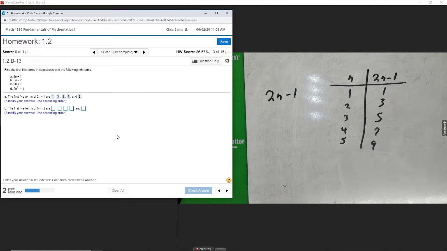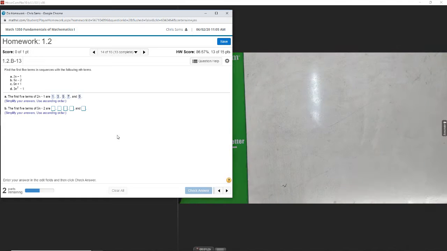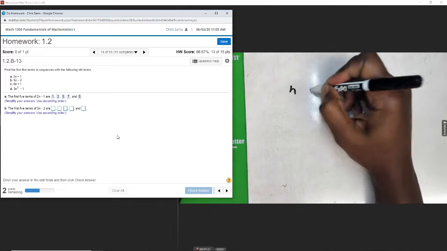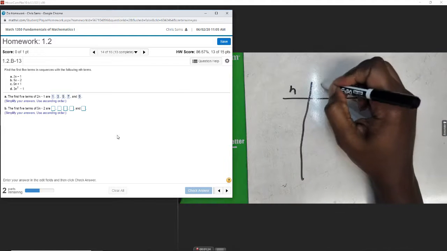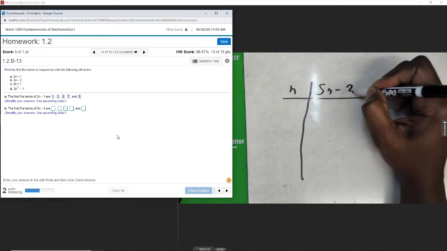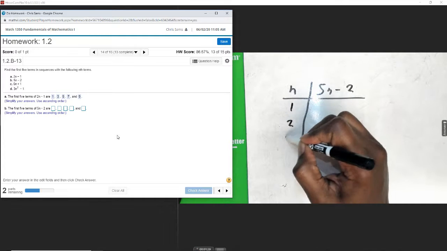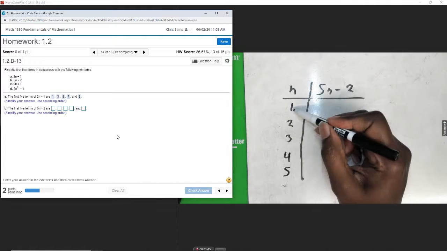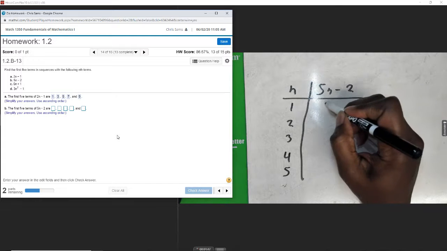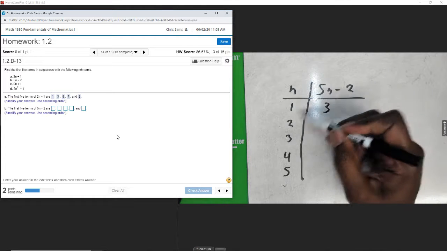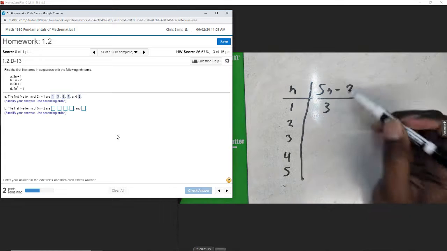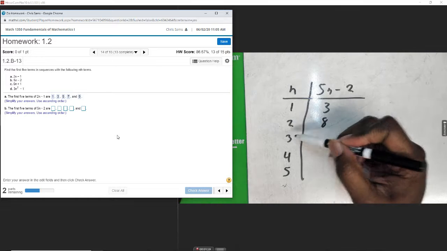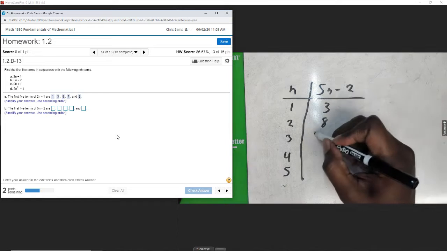All right, on the second nth term, we have 5n minus 2. Okay, so I'm going to do this again. n, and then 5n minus 2. We're going to let n be 1, 2, 3, 4, and 5. So 5 times 1 is 5, minus 2 is 3. All right, 5 times 2 is 10, minus 2 is 8. 5 times 3 is 15, minus 2 is 13.